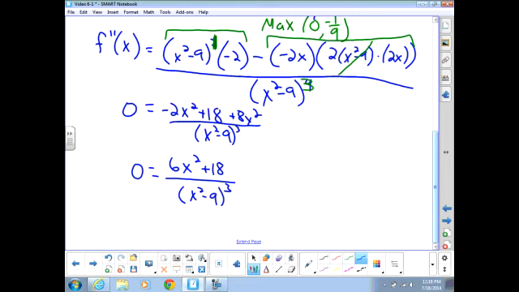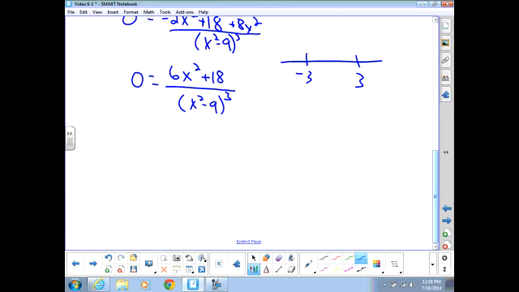So we need to note again that this second derivative will be undefined at negative 3 and 3. So that will go on our number line. Also, just keep in mind, you wouldn't have inflection points there because those points don't exist, even if they happen to change sign. And for this fraction to be 0, the numerator has to be 0. So we'll set 6x squared plus 18 equal to 0.